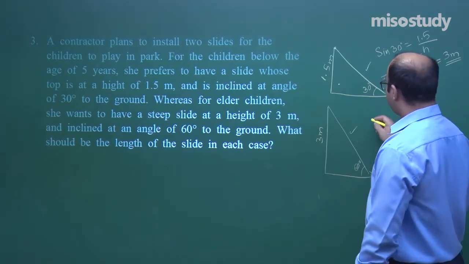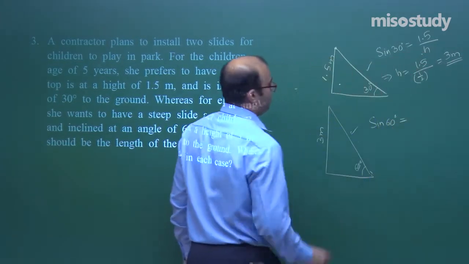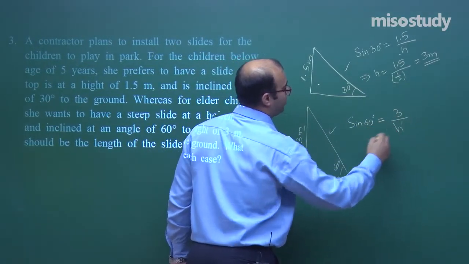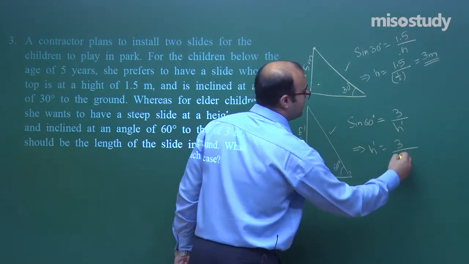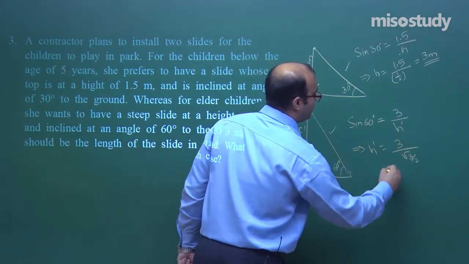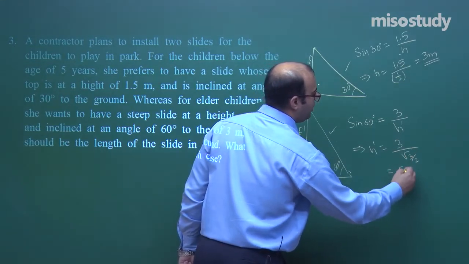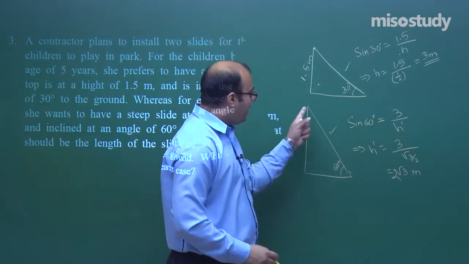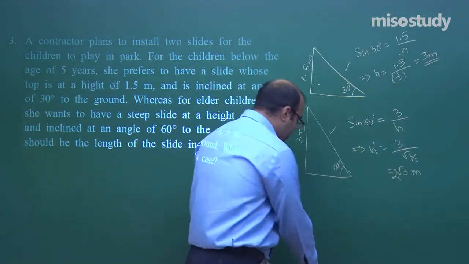What about elder children? Sine of 60 degree is equal to perpendicular 3 meter upon hypotenuse. This is h dash, suppose. So h dash will be equal to 3 by sine 60. Sine 60 is root 3 by 2. This can be simplified. 2 will go above. Root 3 into root 3 is 3. So 2 root 3. So we will say that the elder children will use a slide of the length 2 root 3 meter. Okay students?